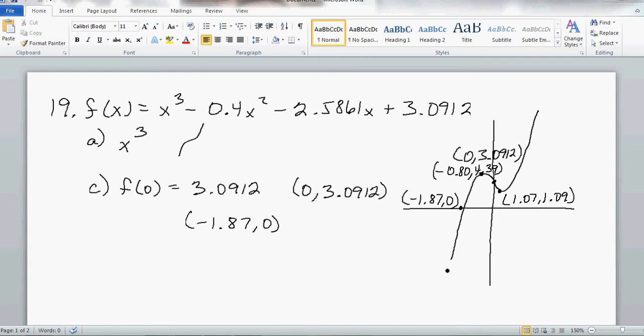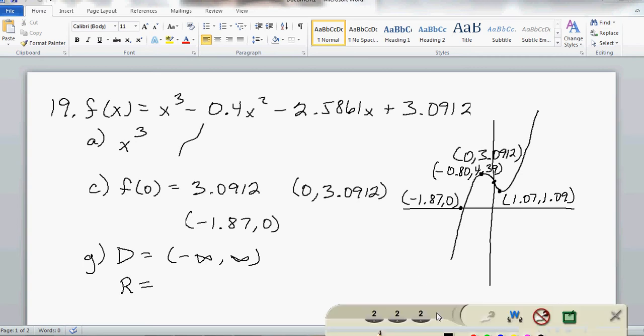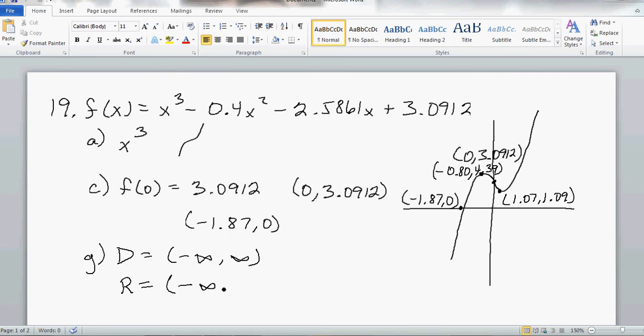Okay, the domain, well, any x value out here will work, any of these all the way over here. So the domain, this is part G, the domain would be all real numbers. Now look for the range. Well, I'm going along, I know it's way down here at negative infinity, and then maybe I've hit my maximum here at 4.39. So I go down a little bit further, and then all of a sudden it's like, oh no, I'm going up forever and ever and ever. So the range is also from negative infinity to infinity. There's not a value that this will never achieve.